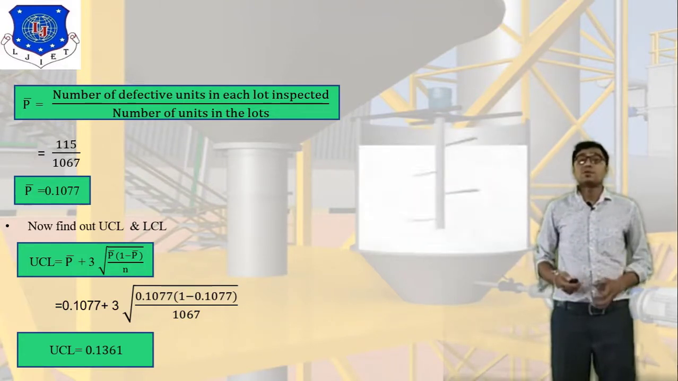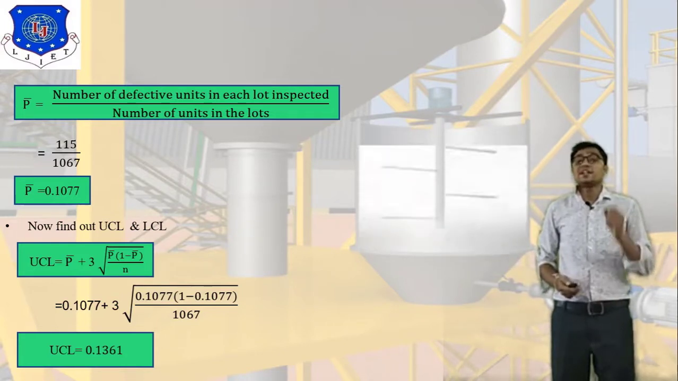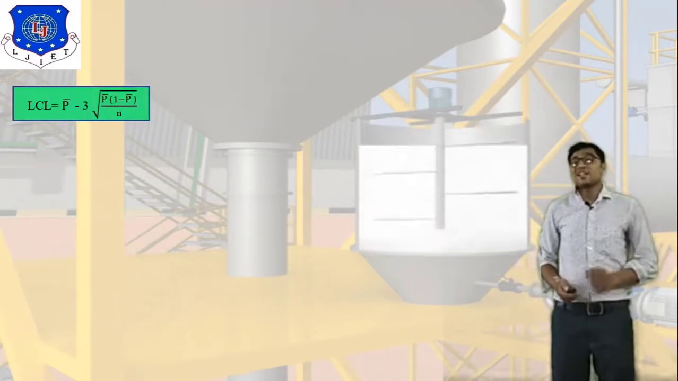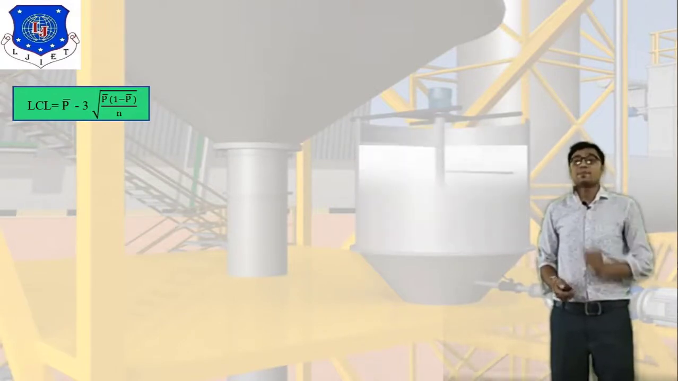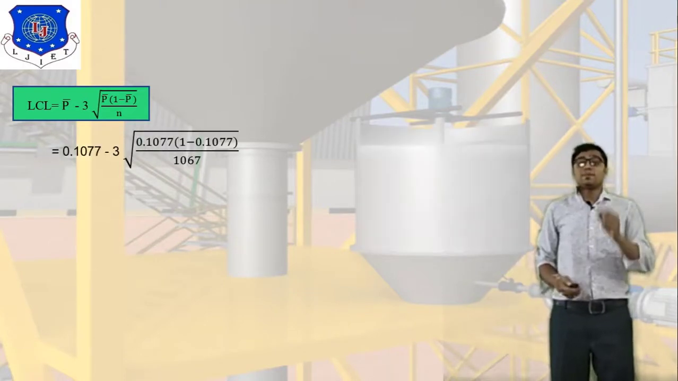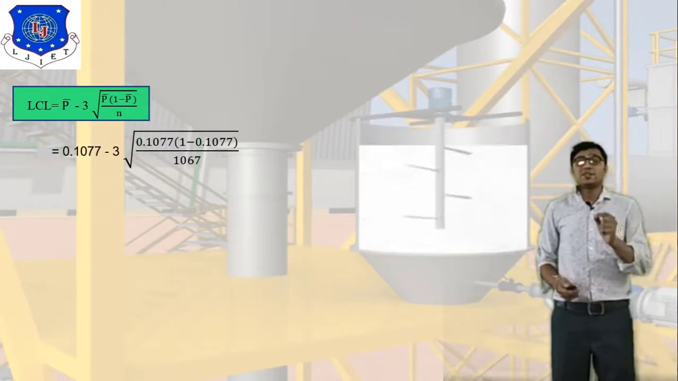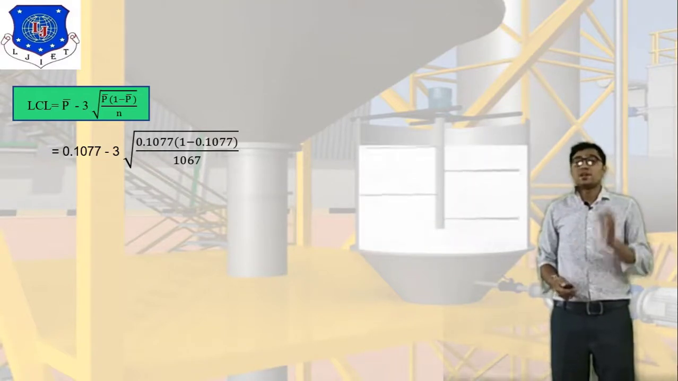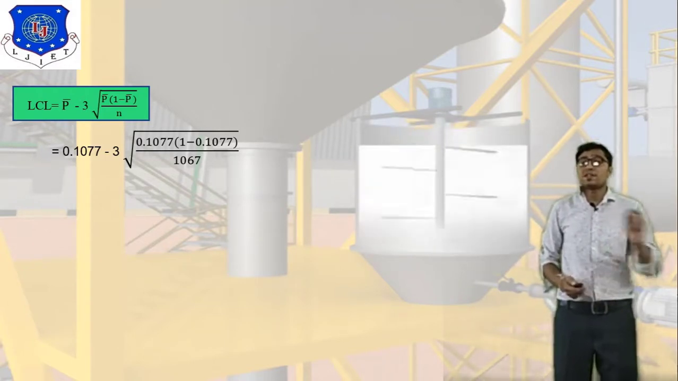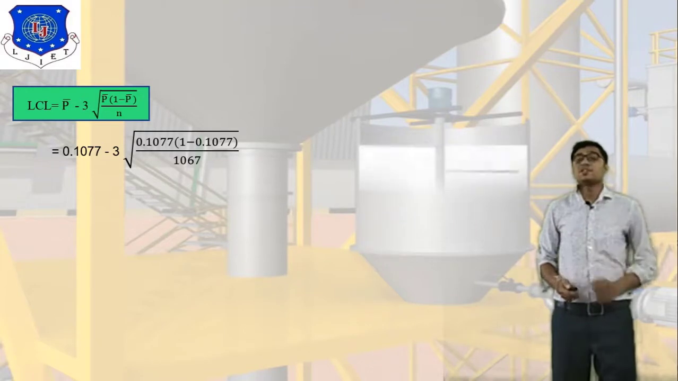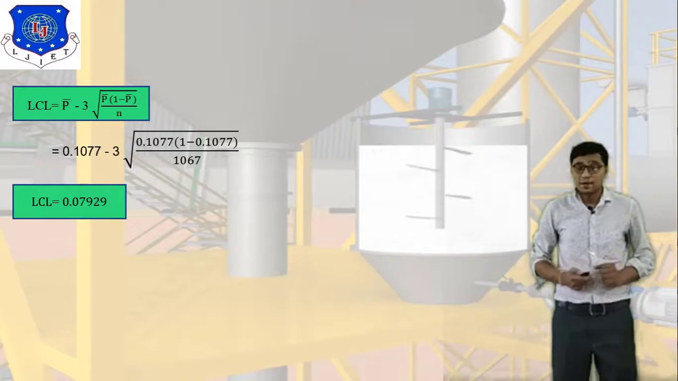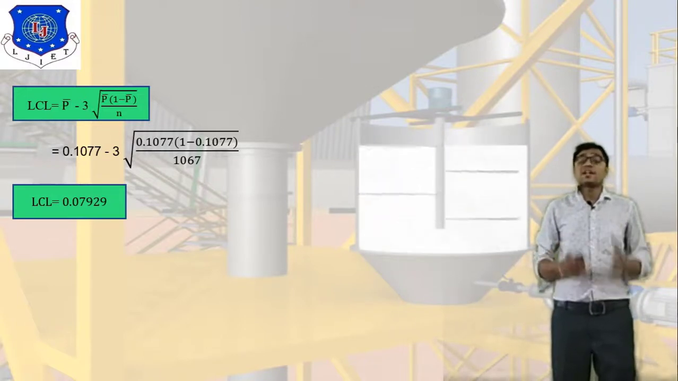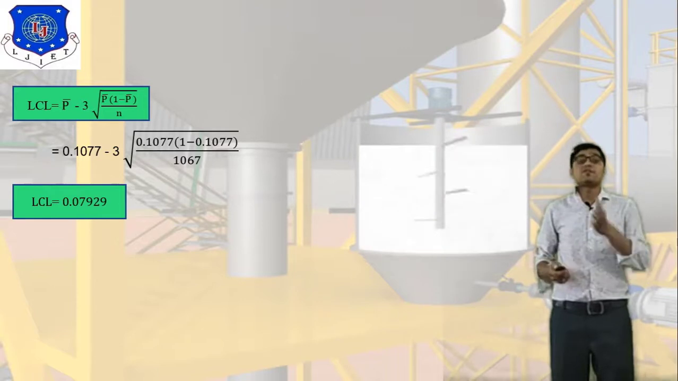Now you need to calculate LCL, the lower control limit. LCL is equal to P bar minus 3 under root of P bar into (1 minus P bar) divided by N. Put the value of P bar: 0.1077 minus 3 under root of 0.1077 (1 minus 0.1077) divided by 1067. So you can calculate LCL is equal to 0.07929. In this way you can calculate the upper control limit and lower control limit for the P chart.